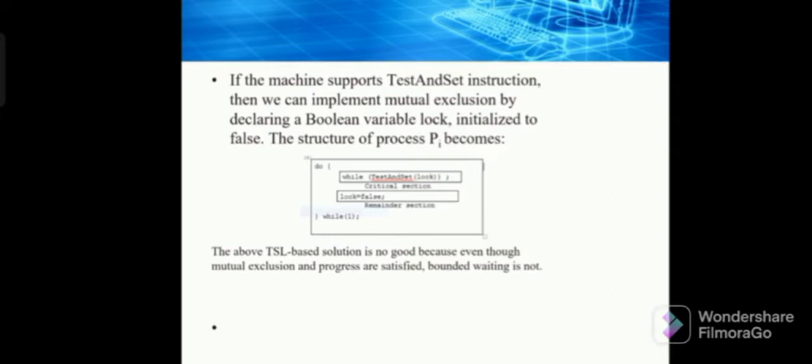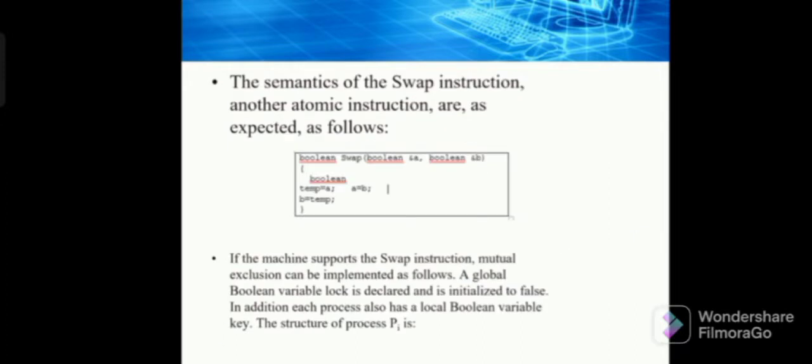The above TSL-based solution is no good because even though mutual exclusion and progress are satisfied, bounded waiting is not. The semantics of the swap instruction, another atomic instruction, are expected as follows. There's another code: void swap(boolean *a, boolean *b): boolean temp = *a; *a = *b; *b = temp.